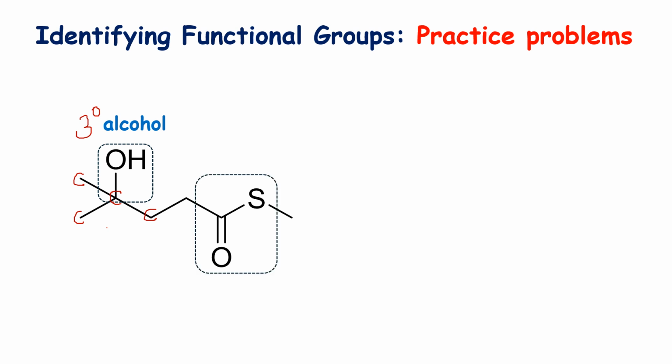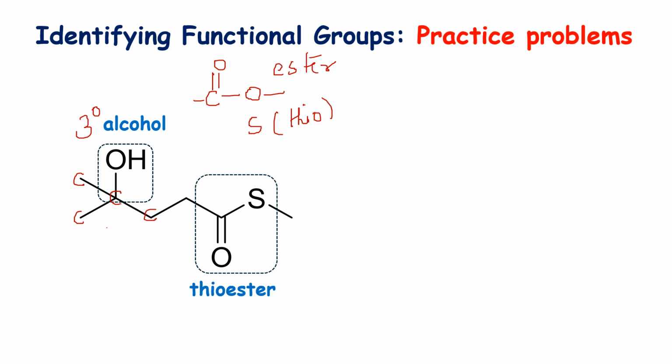Next we have carbonyl and sulfur together. We have learned that if there is a carbonyl and next to it is oxygen, then this is an ester functional group. But in this example, instead of oxygen, we have sulfur. Sulfur is also known as thio. So the functional group here is a thioester, carbonyl with sulfur.